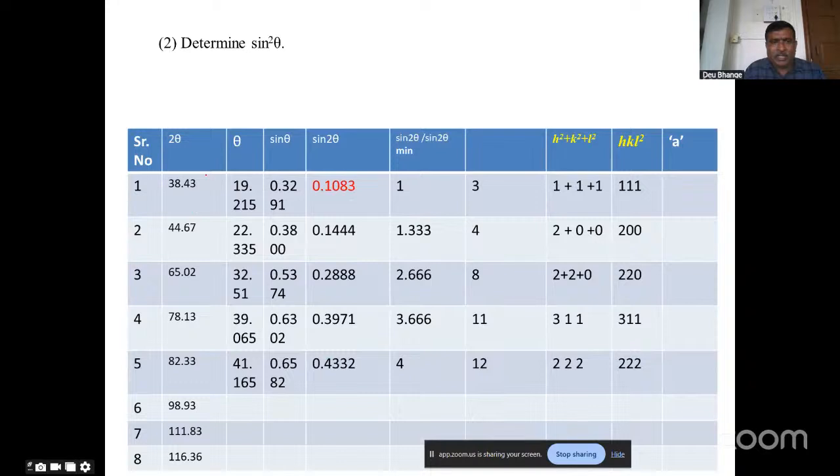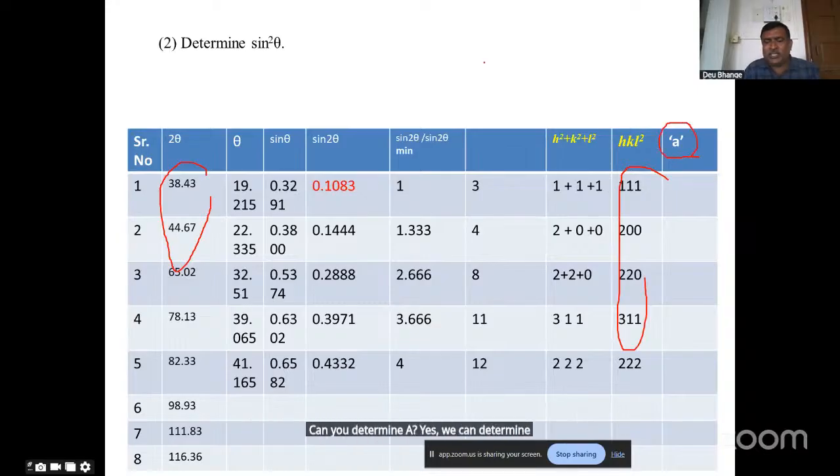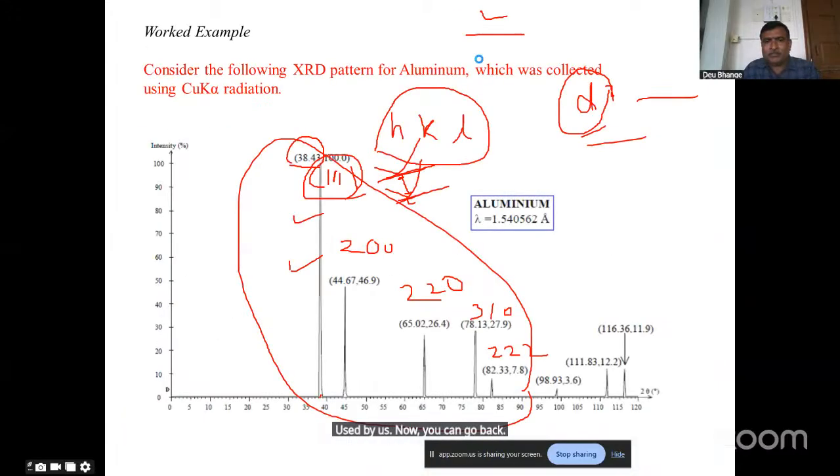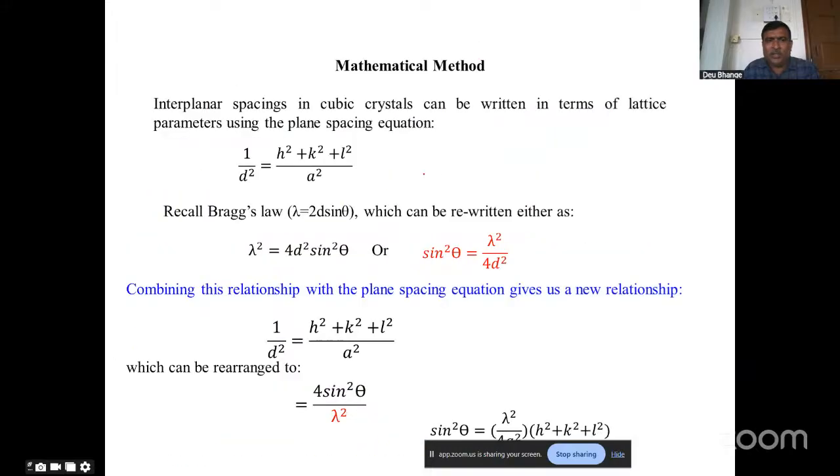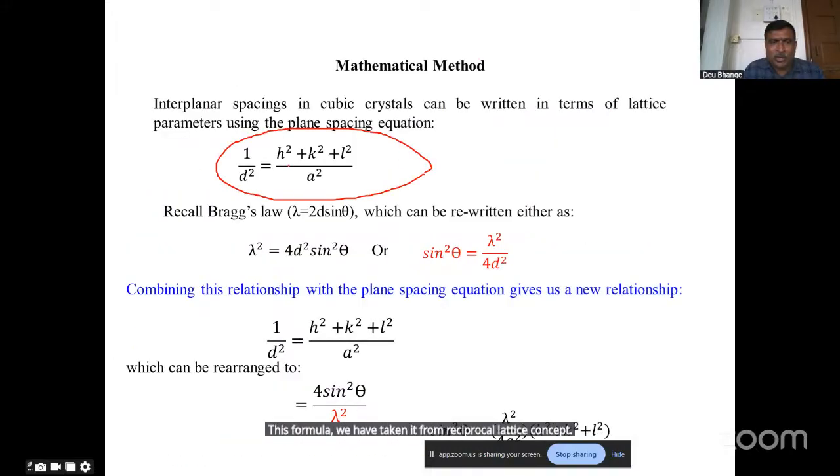Now you can see that from the XRD 2 theta values you can determine HKL values. Can you determine A? Yes, we can determine A. What is A? A is the length of the unit cell. So how can it be done? We will just use another formula that we have already used. This formula we have taken from the reciprocal lattice concept. Now you have the HKL value for that particular peak with a certain D spacing. You can calculate A. It is very simple.